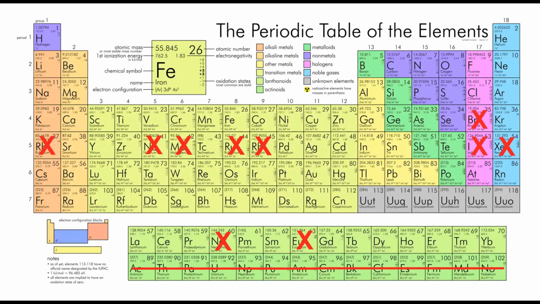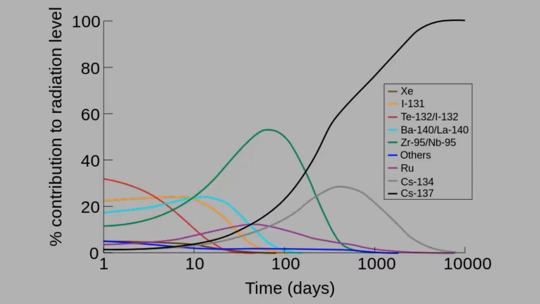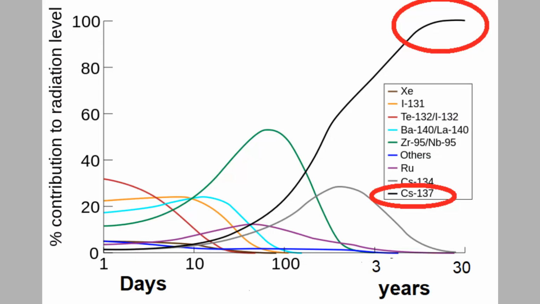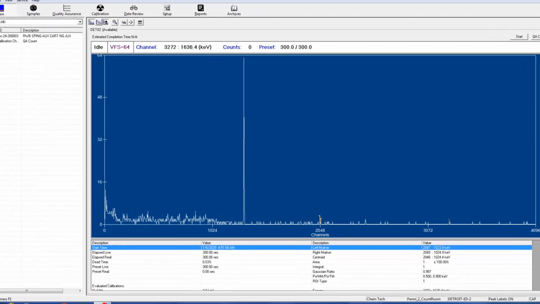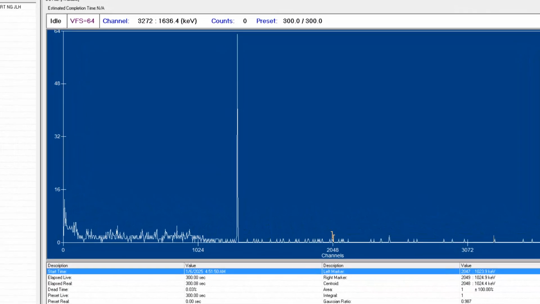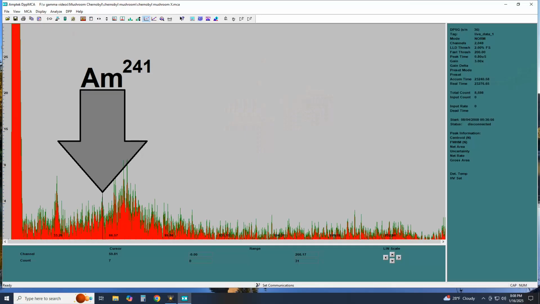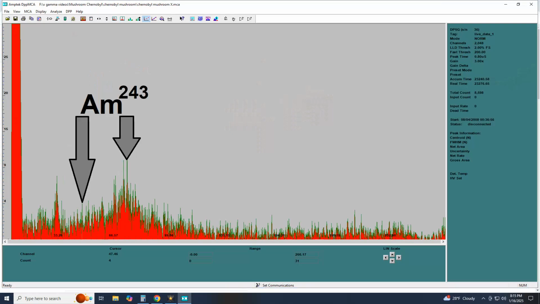isotopes like iodine, xenon, bromine, and rubidium. What's left is mostly cesium and only the 137 isotope since the 134 has a 2-year half-life. My sodium iodide detector confirmed this selection, and so does a professional high-purity germanium detector. I also looked at the X-ray spectrum, and it seems like traces of americium-241 and 243 may be present in very small amounts as well.